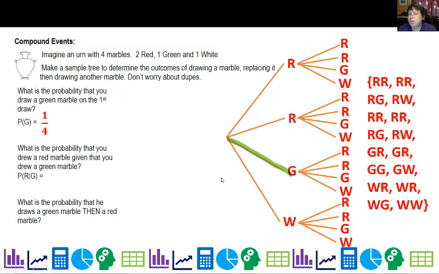What is the probability you draw a red marble given that you drew a green marble? So what it's saying is we already know we actually went down this path. We pulled a green, and then we put the green back, and what's the probability we're going to get a red?